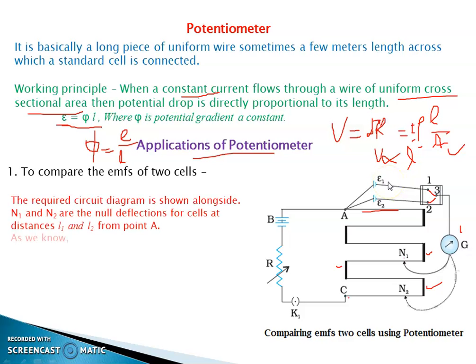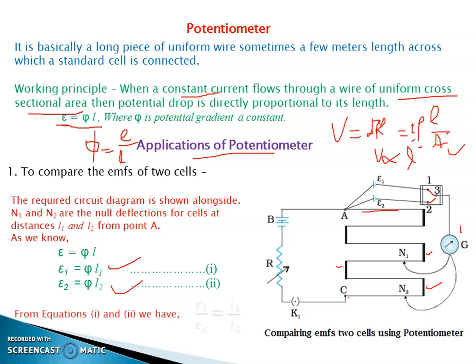Now we can write E is equal to phi L, which is the basic principle. For the first cell we can write E1 is equal to phi L1, where E1 is the EMF of the first cell. Now for the second cell, when we connect the second and third terminals with each other, we get E2 is equal to phi L2. After dividing the equations, we get E1 by E2. It means we are comparing the EMF of two primary cells with the help of a potentiometer.